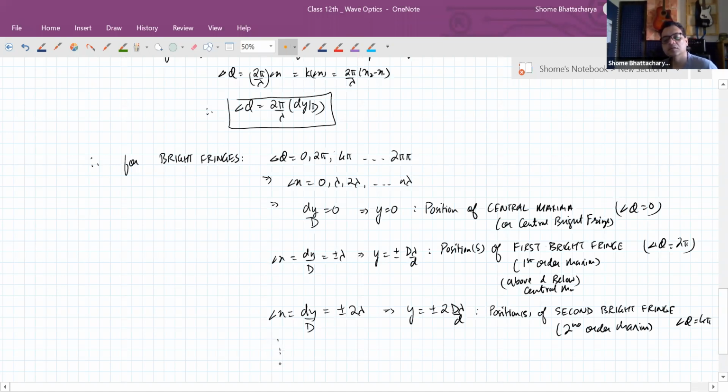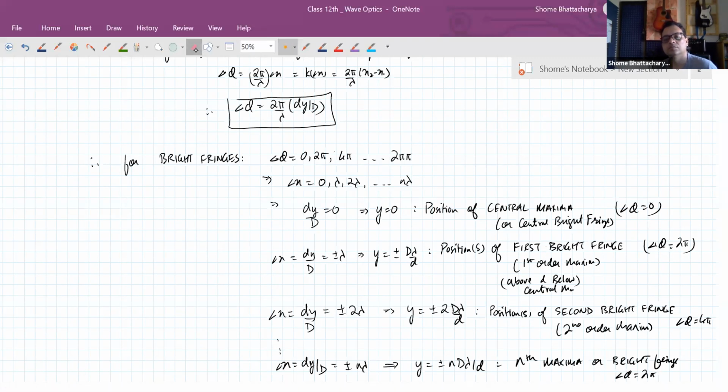And like that, delta x or dy by d being plus or minus n lambda, where n is a natural number, gives us this position above or below. So this is the nth maxima, bright fringe, at which the phase difference is 2n pi. So that is the analysis of the position of the maximas.